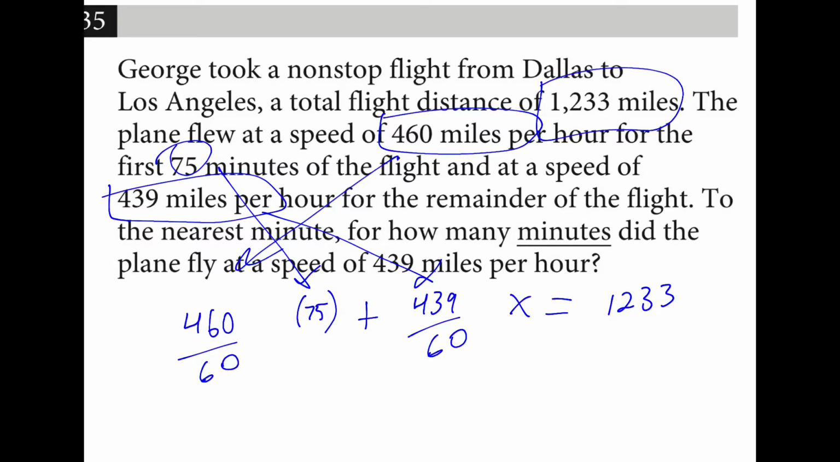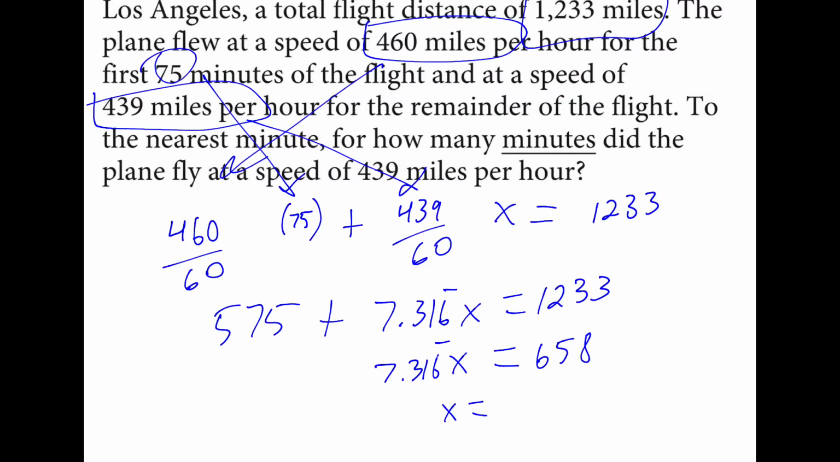So if we take our miles per hour, 460 and 439, and we divide by 60 to give us the miles per minute, then we can plug in 75 for the first leg of the journey and use this equation that gives us the total flight distance to figure out the number of minutes for the second leg of the journey. So if you move the 575 over and you divide, you get 90.